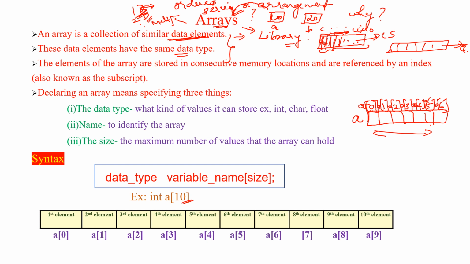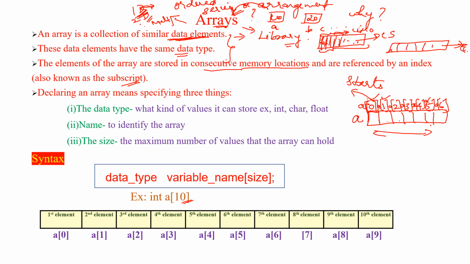So the elements of the array are stored in consecutive memory locations and are referenced by an index, also known as the subscript. That is what I have told. It is indexed. And here one of the peculiar features is that the index always starts with a 0. So if the length here is 7, right?